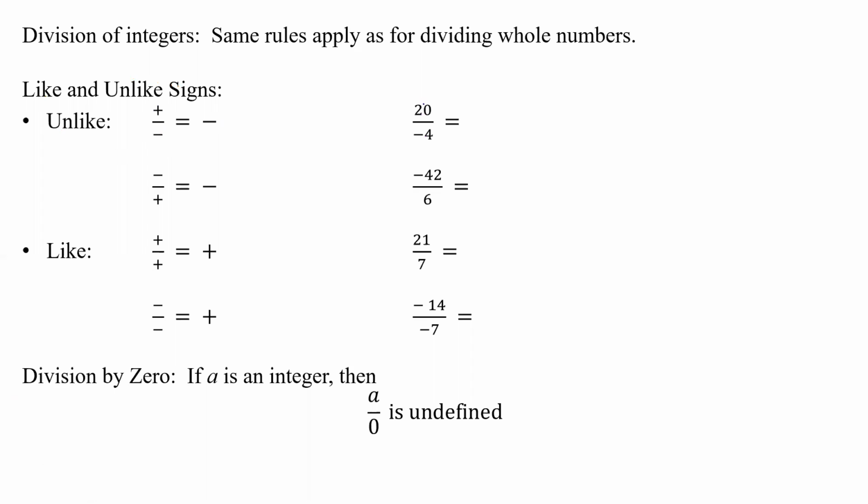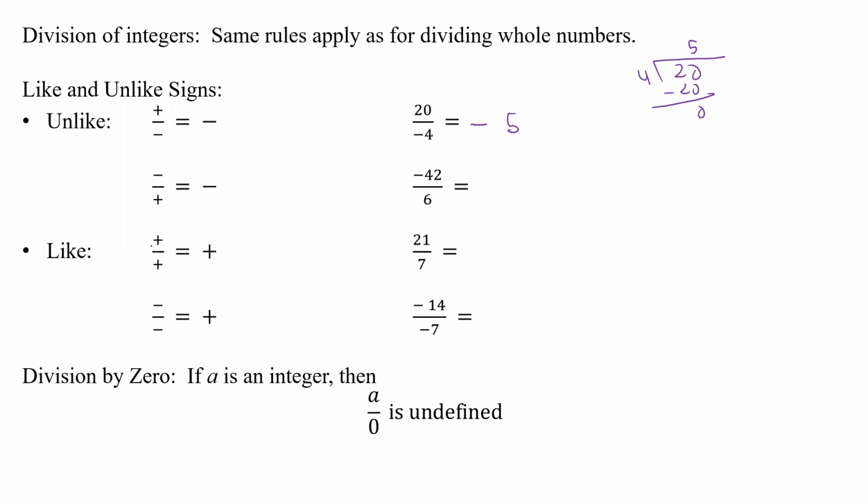So for instance, 20 divided by negative 4, we know it's going to be negative, and 20 divided by 4 is 5. And again, if you need to do the long division, that's fine. 4 times what is 20? Well, that's 5. We subtract that off, we get 0.